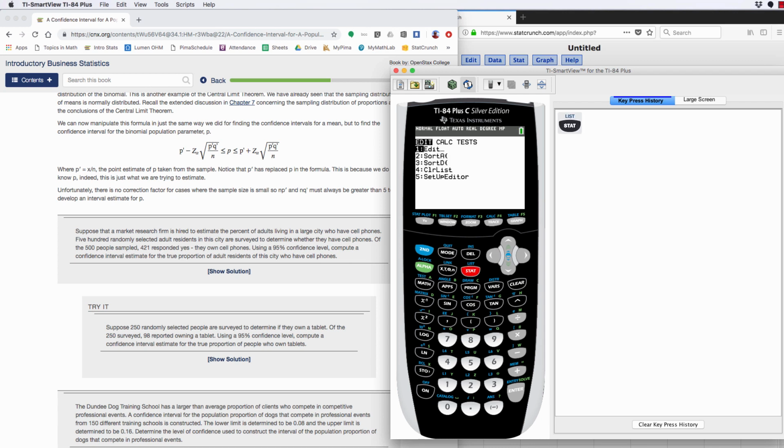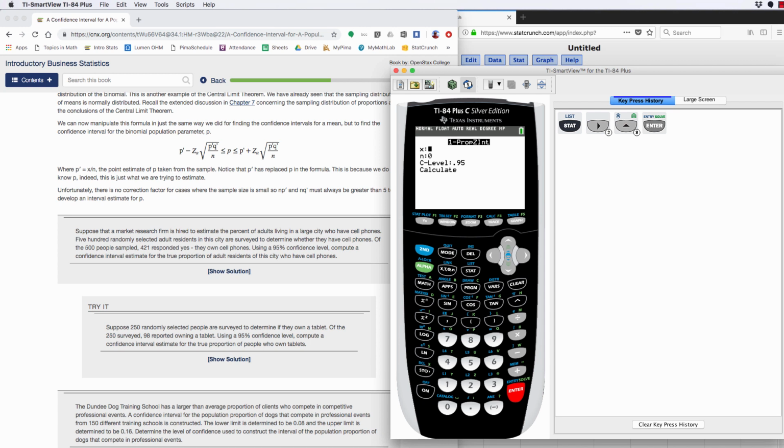Go to Stat, go over to Tests. Instead of going down, I'm going to go up. And I want a 1 proportion z interval. Enter.